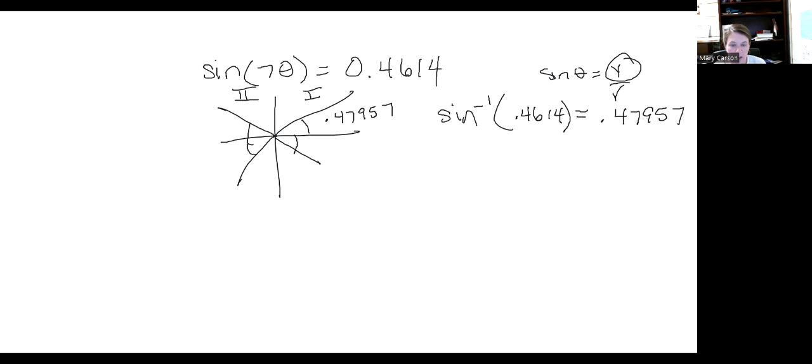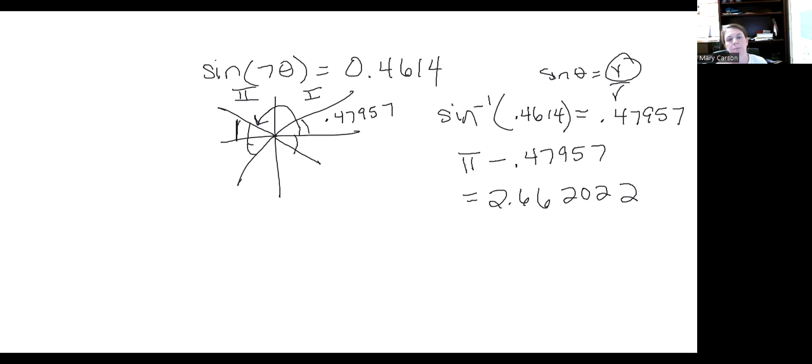Okay, and so that means this angle is 0.47957. So in order to find this angle, think about half of this. If we want to get this angle here, we would have to do pi minus this. When you do that, pi minus 0.47957, again all this needs to be in radian mode, you get 2.662022. I'm going to stop there.